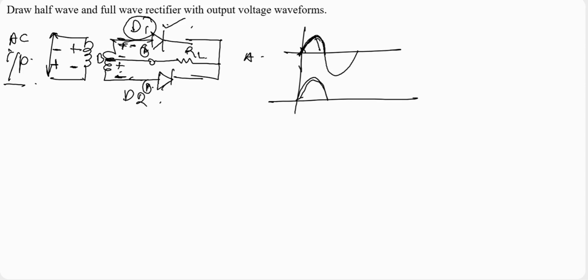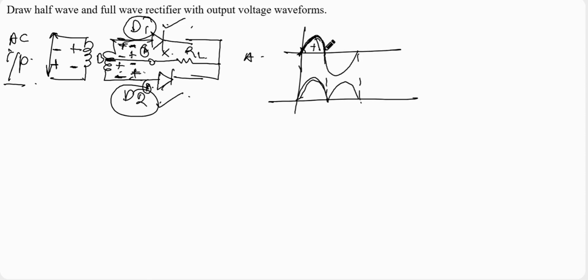Similarly, here the polarity will become negative positive and here it will become negative positive. So we can see the P terminal of diode 1 is connected to the negative pole, so during this time, diode 1 will not conduct. But in diode 2, we can see the P terminal is connected to the positive terminal. So during the negative half cycle, diode 2 will conduct, and as diode 2 conducts, we will be getting an output voltage here.